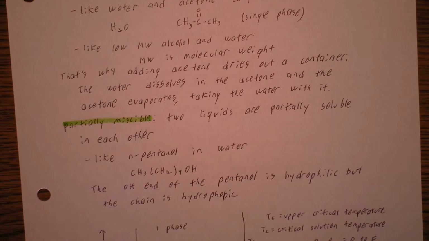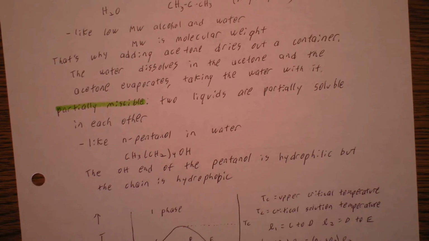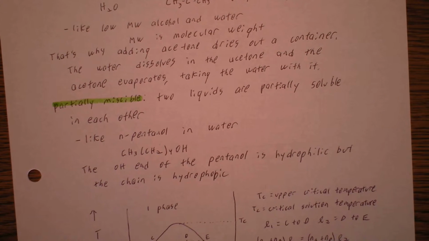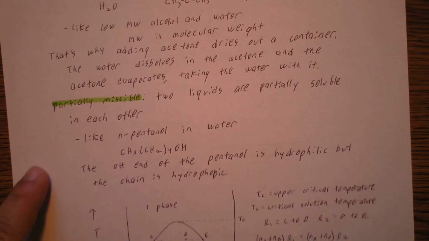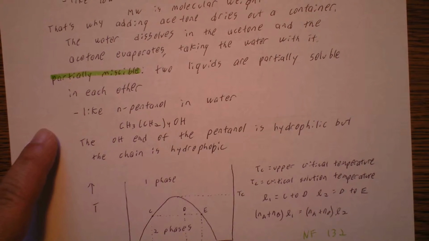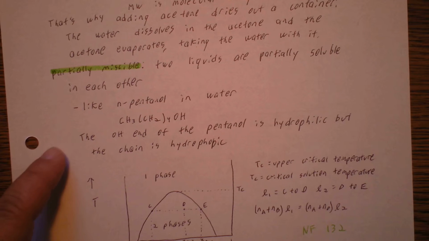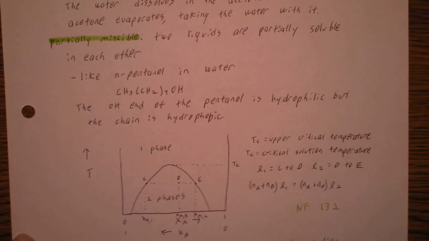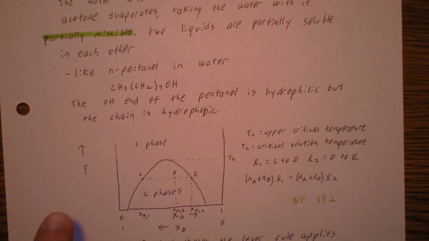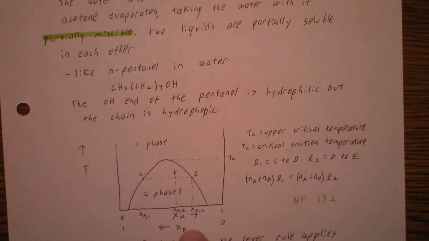So let's also talk about partially miscible. That means the two liquids are partially soluble in each other. For example, let's say we have n-pentanol in water. At the OH end of the pentanol, that is obviously hydrophilic, but the chain is hydrophobic. So here's a diagram of temperature versus mole fraction.